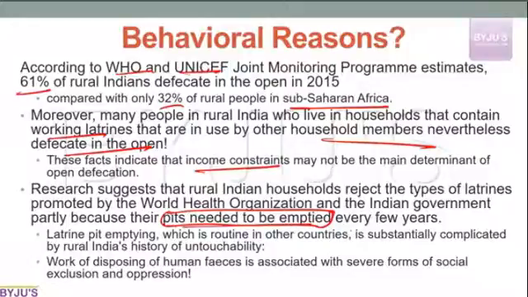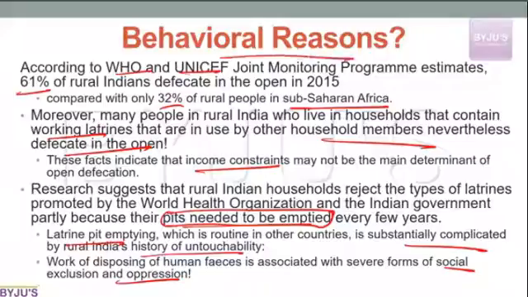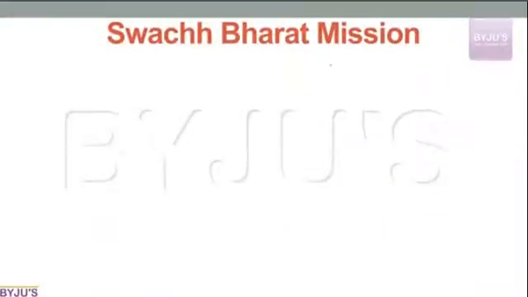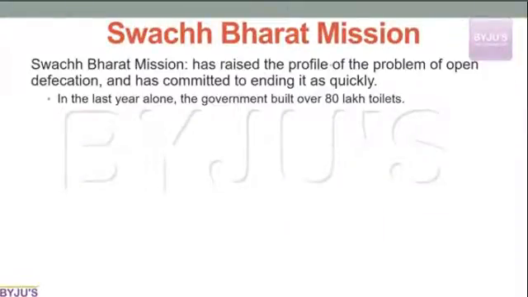Now pits need to be emptied. In other countries, it's a very easy procedure. They employ people to do it. But because of India's history of untouchability, only certain castes, certain people are doing it. Because of it, it becomes a huge problem. A lot of people prefer to just go out and defecate, because otherwise latrine pit emptying becomes a big issue for them, and they can't find people for doing it and they will not do it themselves. So because of all this, and because of social exclusion and oppression, behavioral reasons are causing this problem in India.